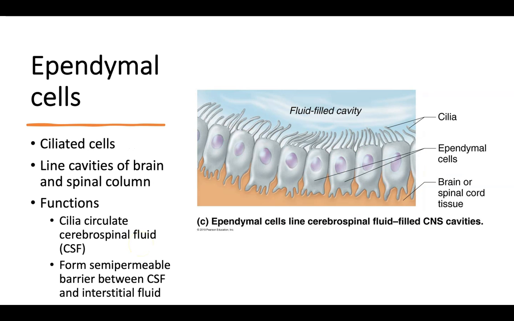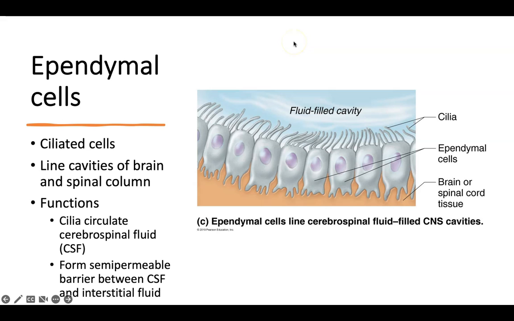Next, we have ependymal cells. These are basically an epithelial layer, but they line the cavities of the brain and the spinal cord. So your brain and spinal cord have these cavities that are filled with fluid. The fluid is called the cerebrospinal fluid. So cerebro as in brain, spinal as in spinal cord, cerebrospinal fluid, or CSF.